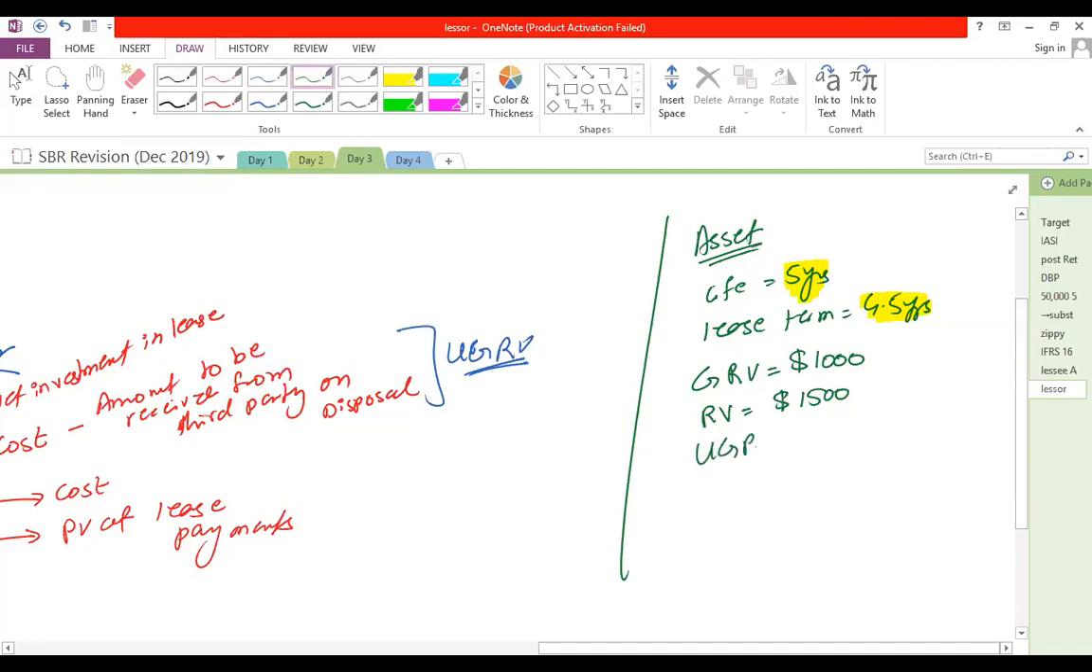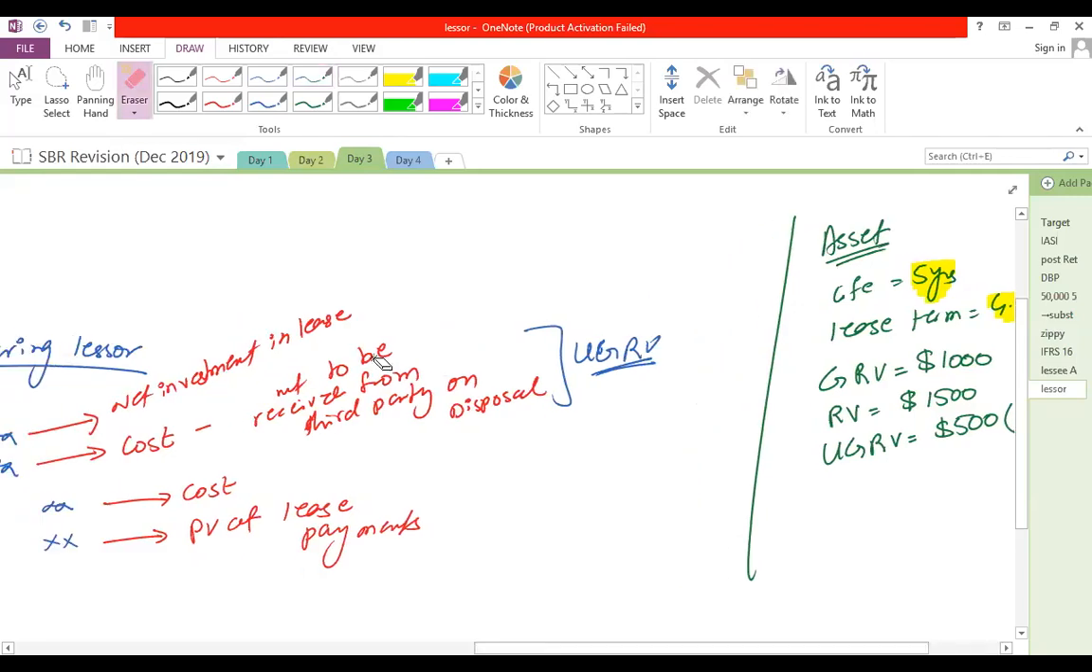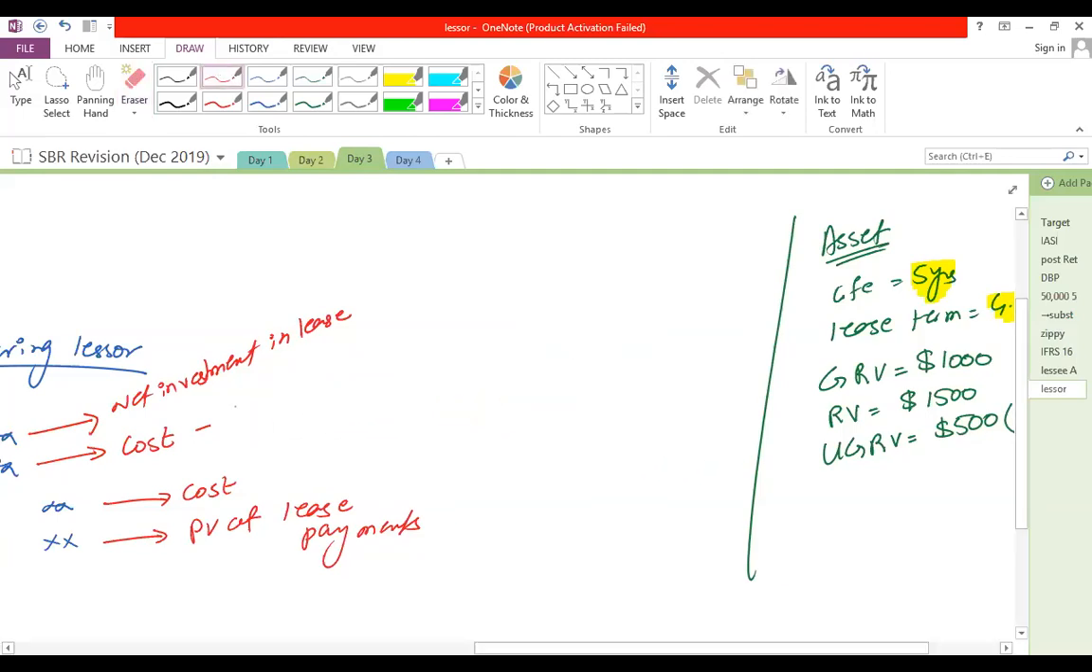And the lessor expects the residual value to be how much? $500, which is 1,500 minus $1,000. So in short, we should be deducting cost minus the unguaranteed residual value while recording the cost of sales. Getting this, Cindy?